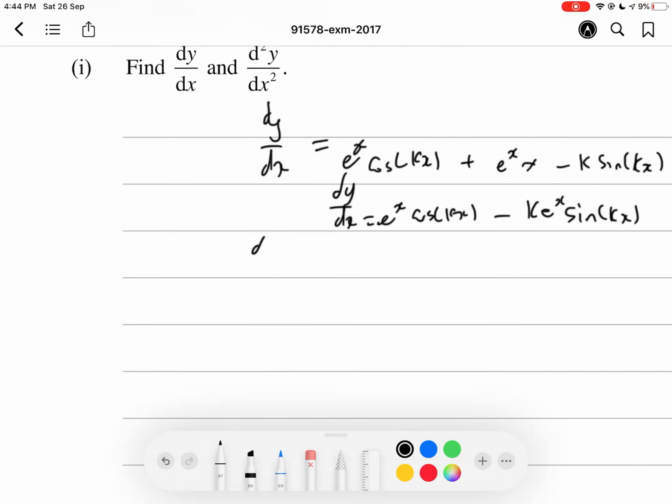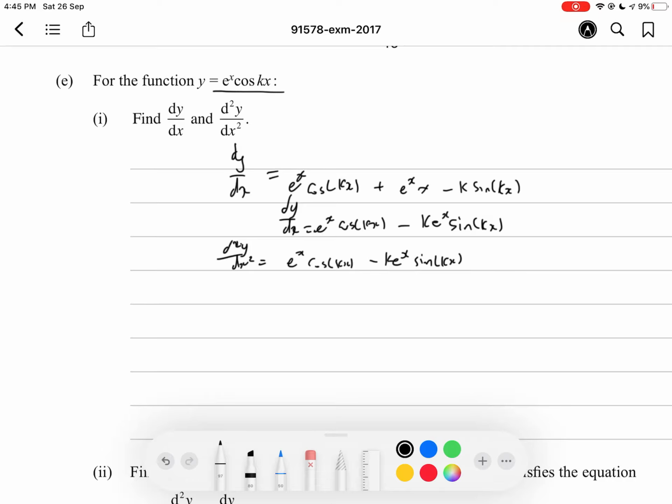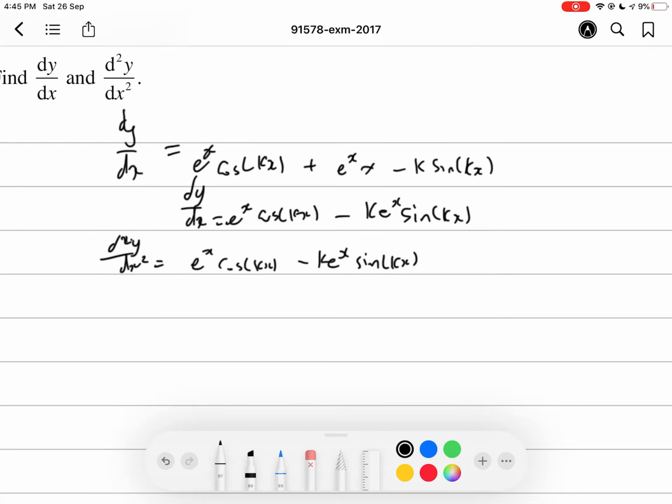Alright, so for our second derivative, d squared y over dx squared, this equals the derivative of e to the power of x cos kx, which is just the same as what we had originally. So this will be e to the power of x cos kx minus k e to the power of x sine kx. The derivative of negative k e to the power of x sine kx, we need to use the product rule again. The derivative of e to the power of x is still e to the power of x, so that will still be negative k e to the power of x sine kx.